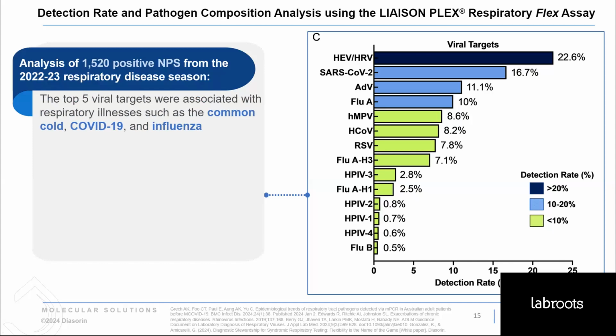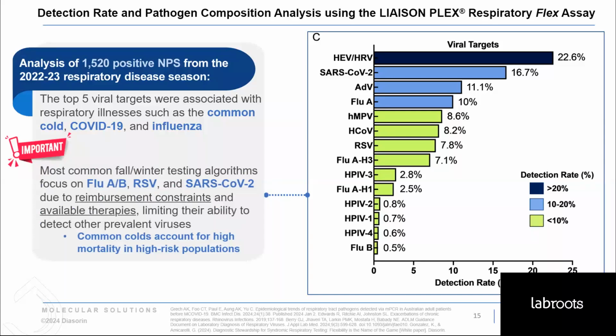So then what about the breakdown of the viral targets? What we observed is that the top viral targets were associated with the common cold, COVID-19, and influenza. And this is actually important to highlight because current fall-winter targeted testing algorithms focus on flu A/B, RSV, and SARS-CoV-2, mostly due to reimbursement constraints or available treatments. And this can limit the detection of other prevalent viruses like enterovirus, rhinovirus, and adenovirus.